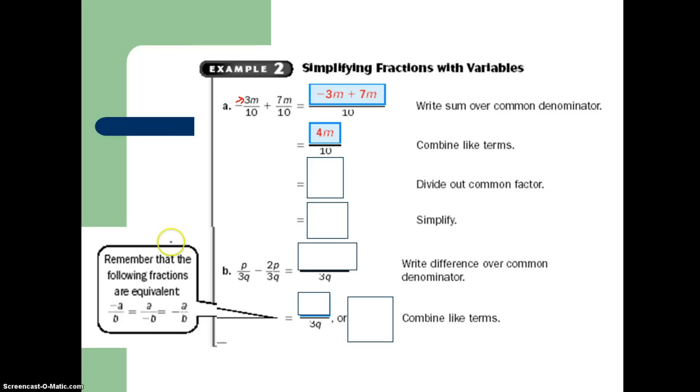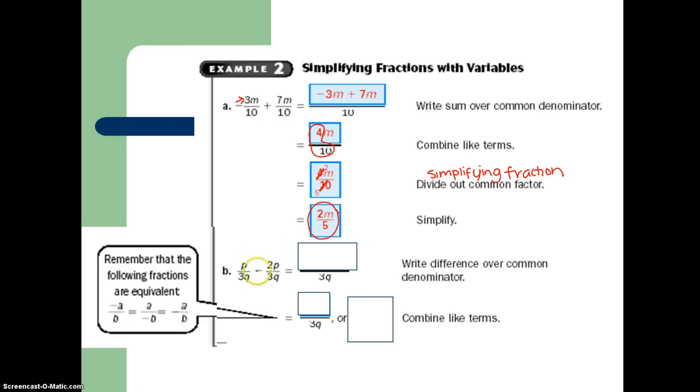Now you can divide out common factors. Well, basically what we're doing is we're simplifying the 4 tenths. And that means we can divide out 2 to each of them, and we have 2m over 5. That is our answer. So when it says divide out common factors, you're actually simplifying the fraction.